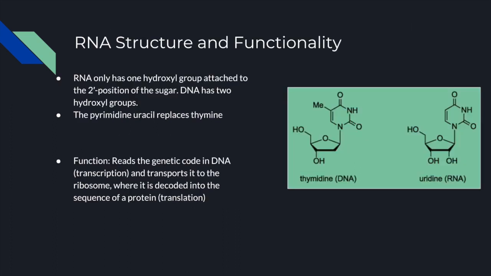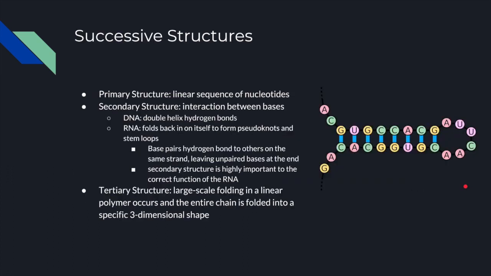There are a few differences between the structures of DNA and RNA. While DNA's pentose sugar has one hydroxyl group, RNA's sugar has two hydroxyl groups. RNA replaces the nucleotide thymine with the nucleotide uracil, which is also capable of hydrogen bonding to adenine. Nucleic acids are defined through their three structures. The primary structure is the linear sequence of nucleotides. It is essentially the order of the bases in the previously mentioned oligonucleotide.